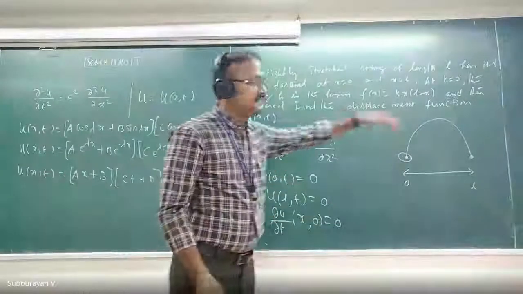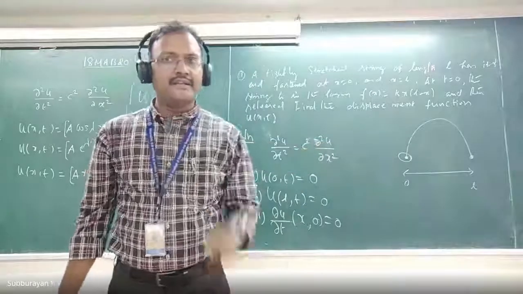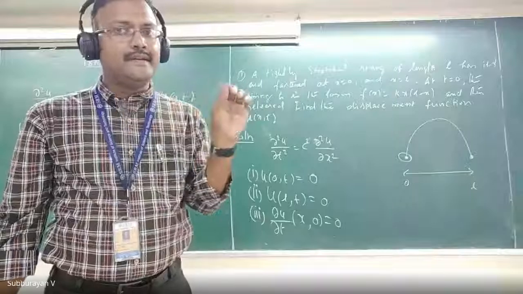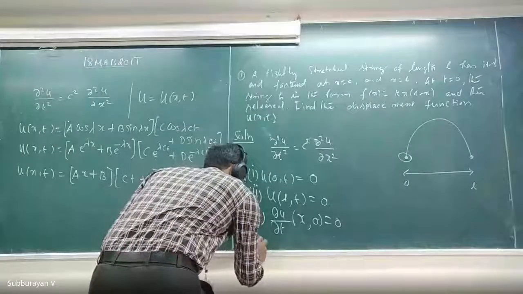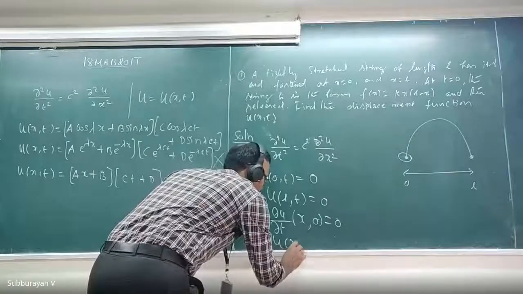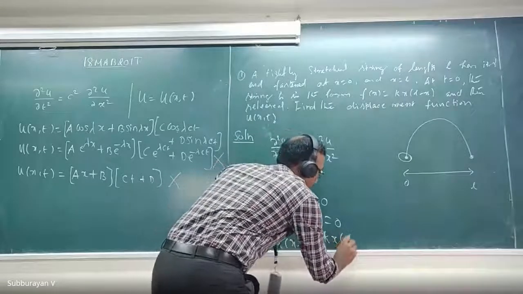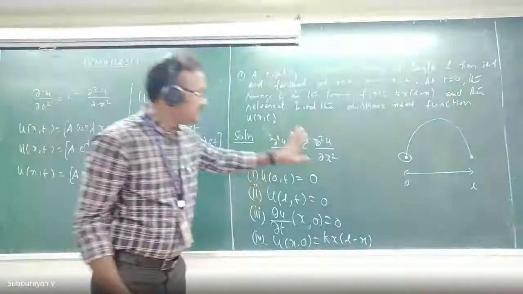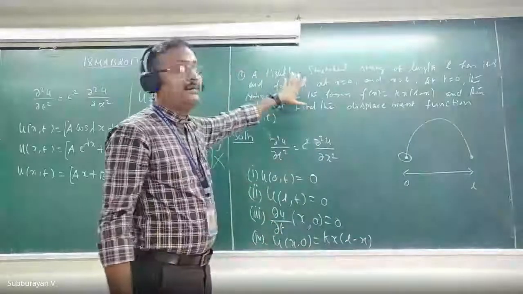And initially the string is in parabola form. Initial means time t equal to 0. Hence, the fourth condition is u(x, 0) equal to a x (L minus x). This is the mathematical problem for the above statement.